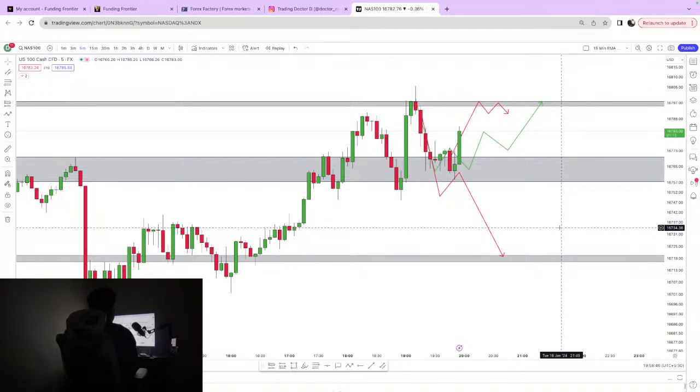In any scenario, whatever happens in the market, you don't have to break your rules, right? This is the first and foremost thing, that your rules are the rules. You don't even have to think of breaking them even once.